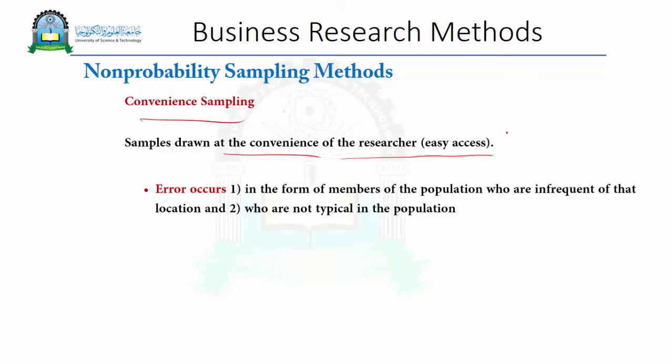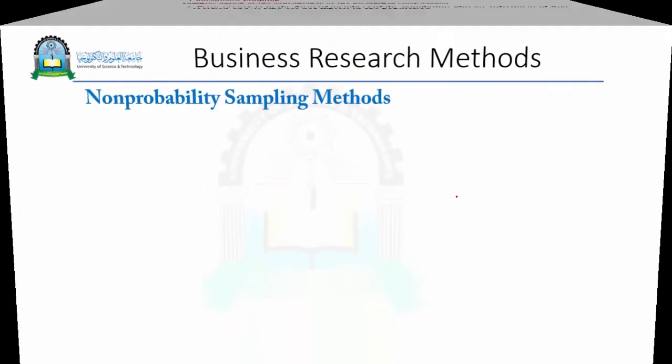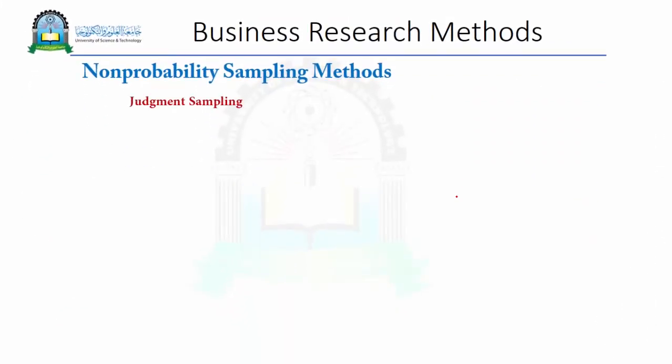But there must be some problems with this method, like error occurring in the form of members of the population who are infrequent at that location or who are not typically in the population. So sometimes, the researcher stands at the gate of the company and chooses whoever appears.